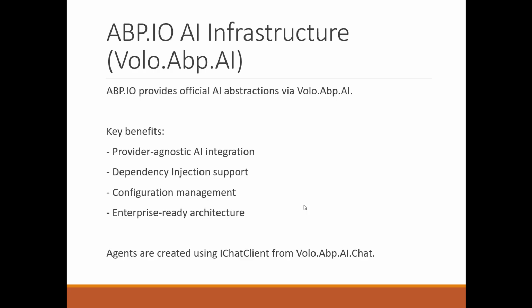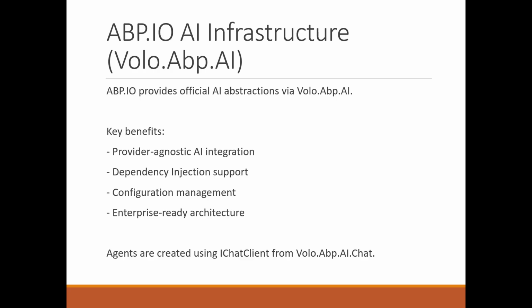All those AI related libraries have been abstracted in ABP.io. It has a bundle of all those AI related NuGet packages, I would say. ABP.io provides the official AI abstraction via Volo.Abp.AI. On this point, I wanted to elaborate that it is available in the free version. We can use it in the free version of ABP.io, as well as from the commercial licensing. So everyone can use it.